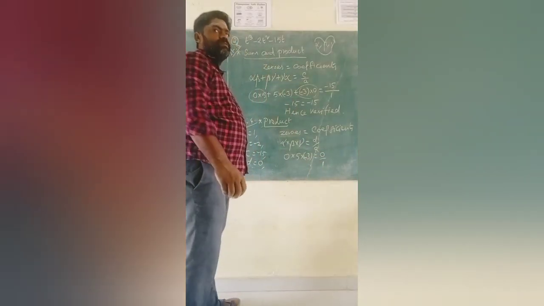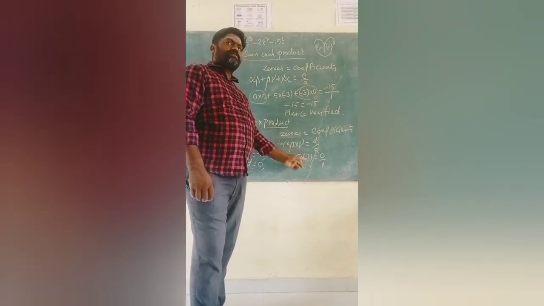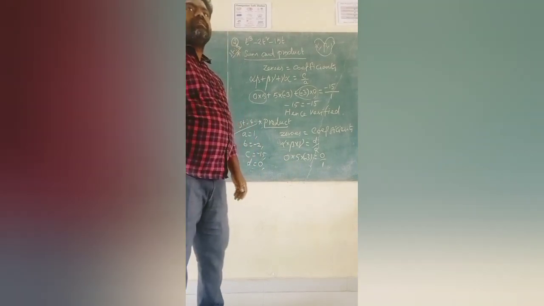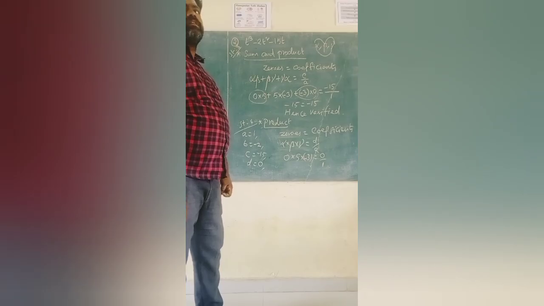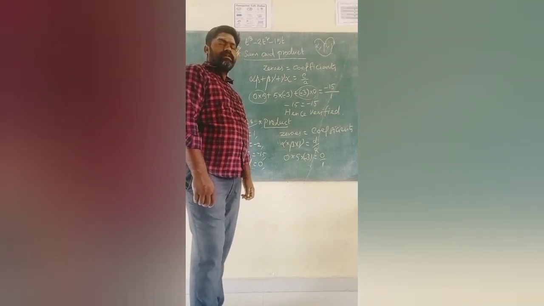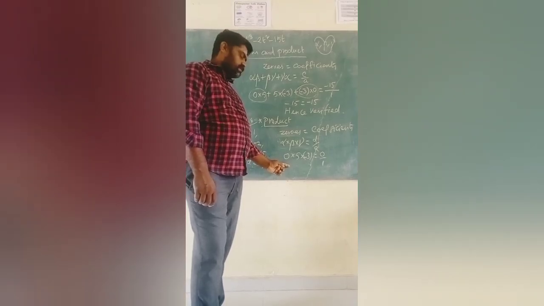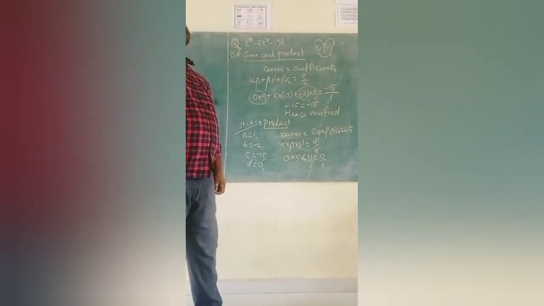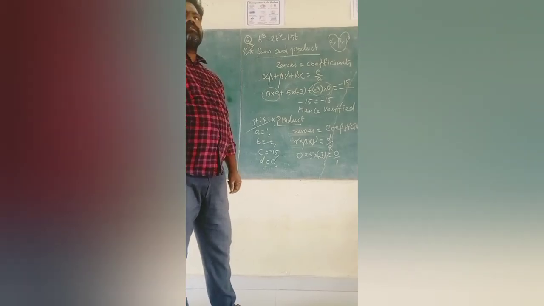So tell me, sir, what is the answer of this? What answer will you get? 15? 15? Deepak, 0, sir. 0. How do you get 0? Sir, 0 multiplied with any number gives 0 only. Any number multiplied by 0, you will get 0 only. How do you get 15?